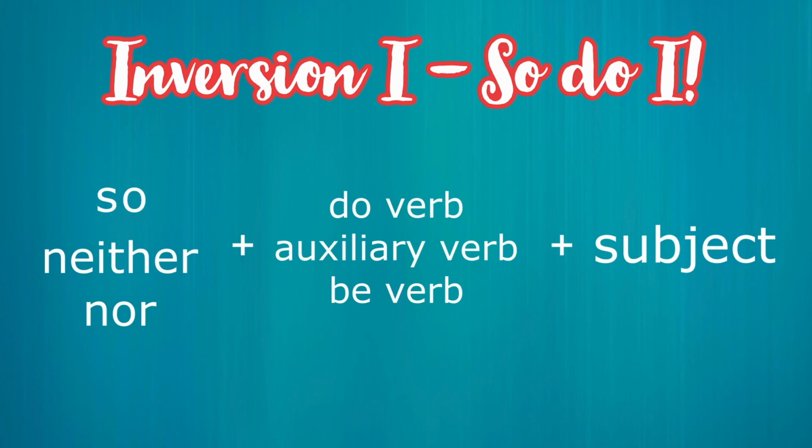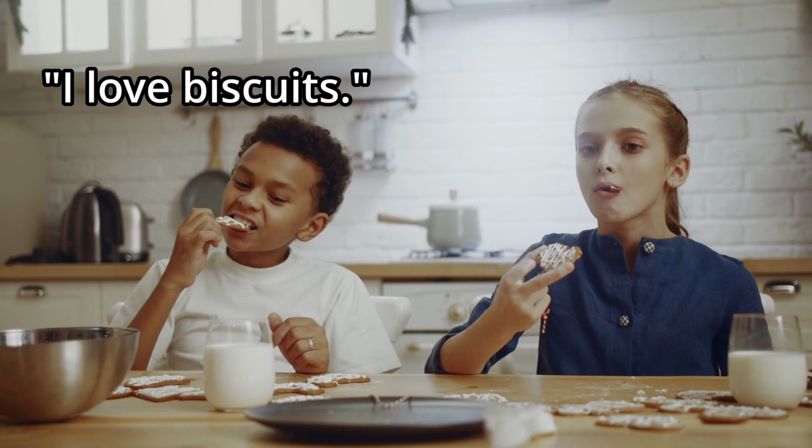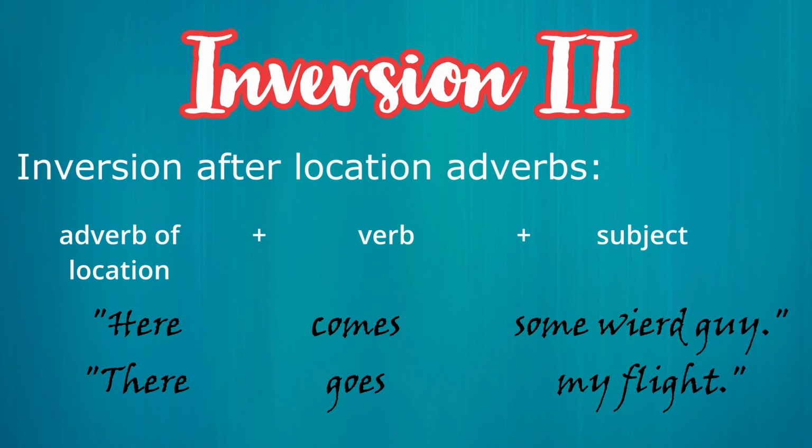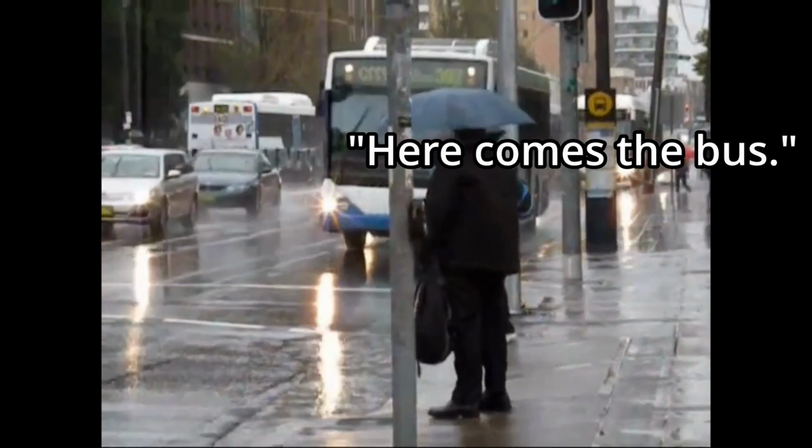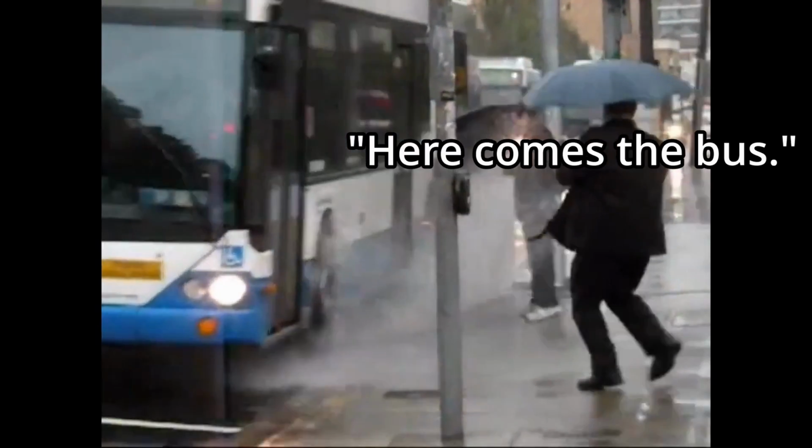This is the third part on inversion in English. In part 1, we looked at inversion after so and neither. In part 2, we looked at inversion after adverbials of location and direction. Today, we're going to be going over inversion after negative adverbials. So, sit tight and let's get started.